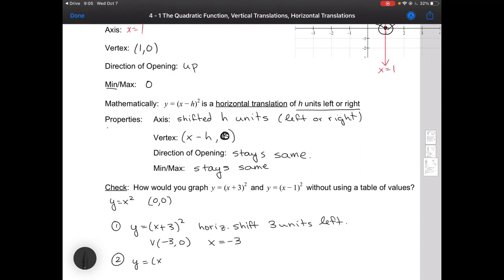Our second example here, y equals x minus 1 squared, is a horizontal shift 1 unit to the right. So that means that our new vertex is going to be 1, 0, as we showed in our example above, and our new axis of symmetry would be x equals 1. Those are examples of the base quadratic function, a vertical translation, and a horizontal translation.